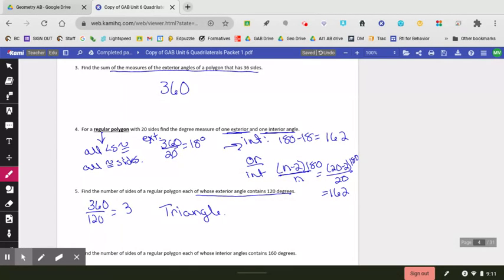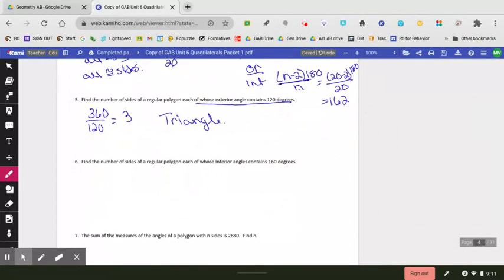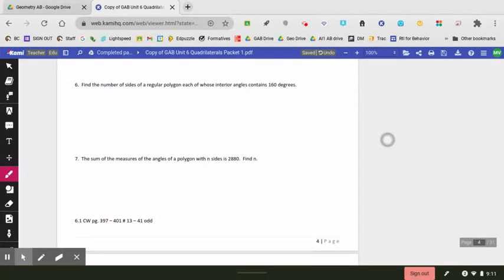Number 5, find the number of sides of a regular polygon, again, that means all sides and angles are equal, each of whose exterior angle contains 120. So the exterior angles add up to be 360. So I did 360 divided by 120, which means I have 3 sides, or a triangle. So again, pause and try 6 and 7.